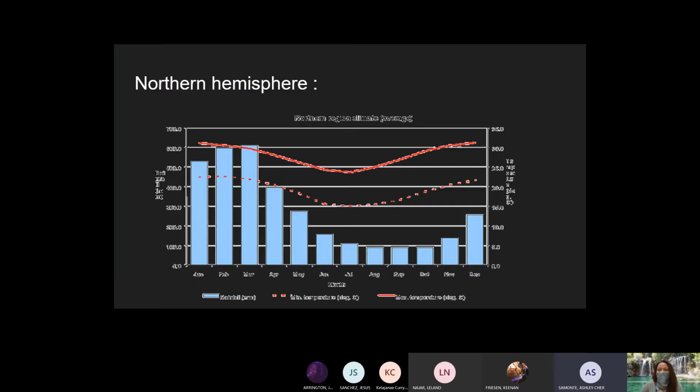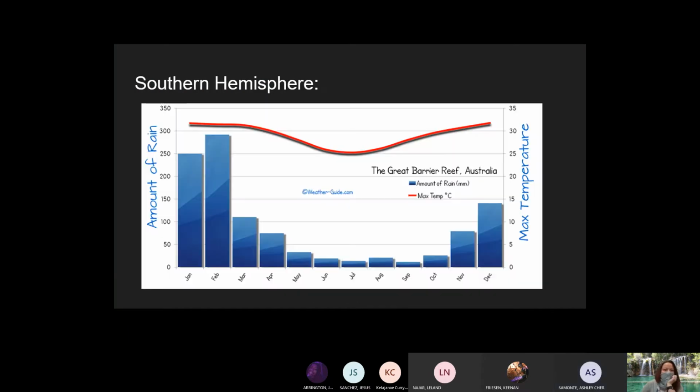And here's the northern hemisphere. This is the only one that I found. And this is the southern hemisphere, and I'm not sure if this one is correct because I couldn't find any of them. It was hard to find.